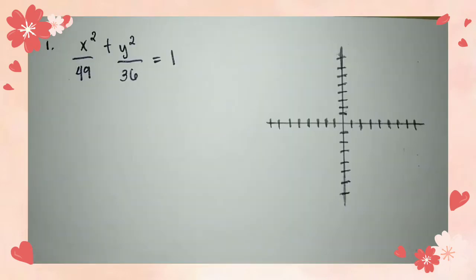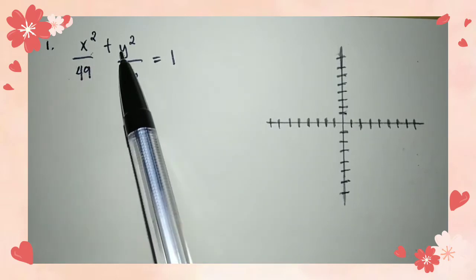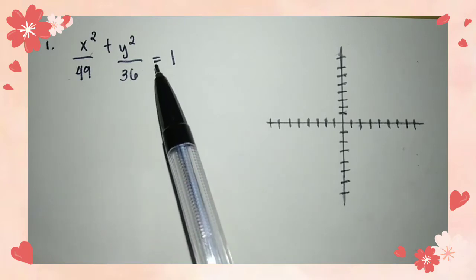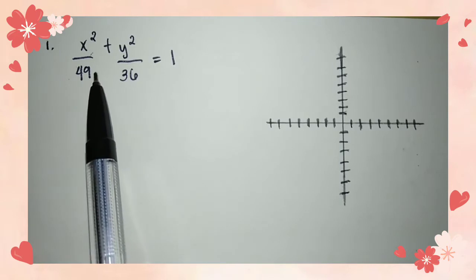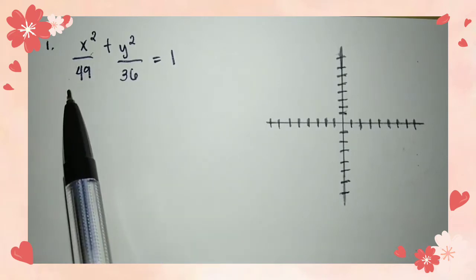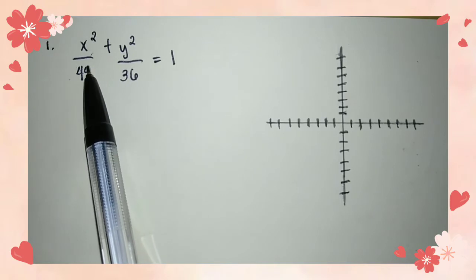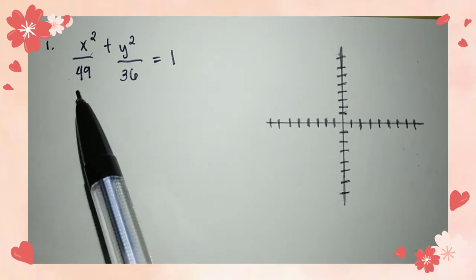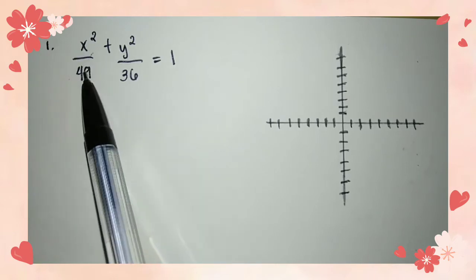Take a look at our first example: x squared over 49 plus y squared over 36 is equal to 1. This is in standard form already. Since A is always greater than B, the first thing to do is look at both denominators and see which is the greater value. Since 49 is our greater value, we conclude that our A is here, and it is under X.